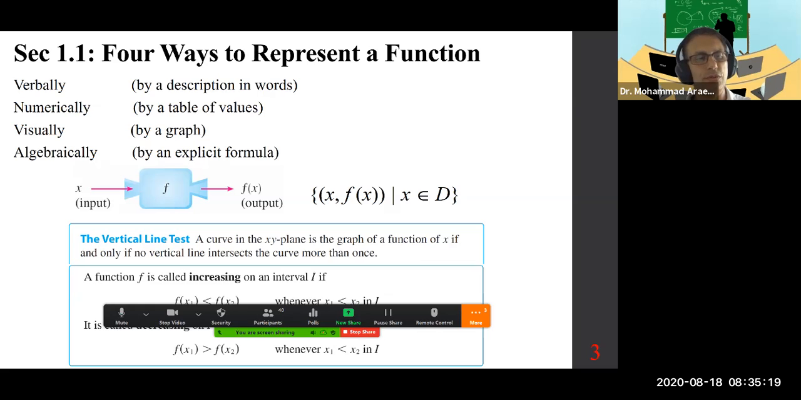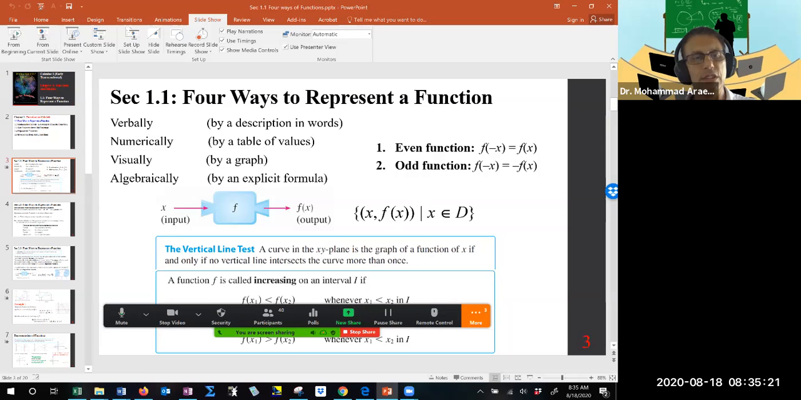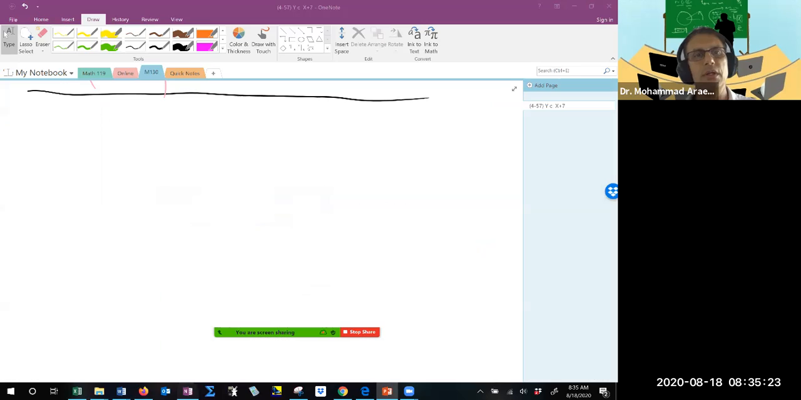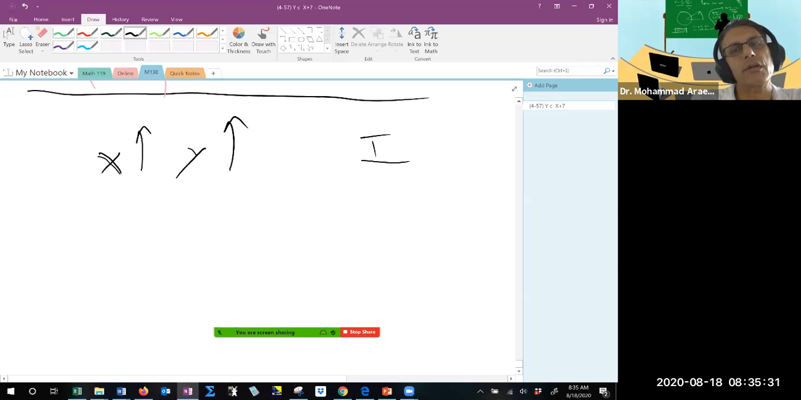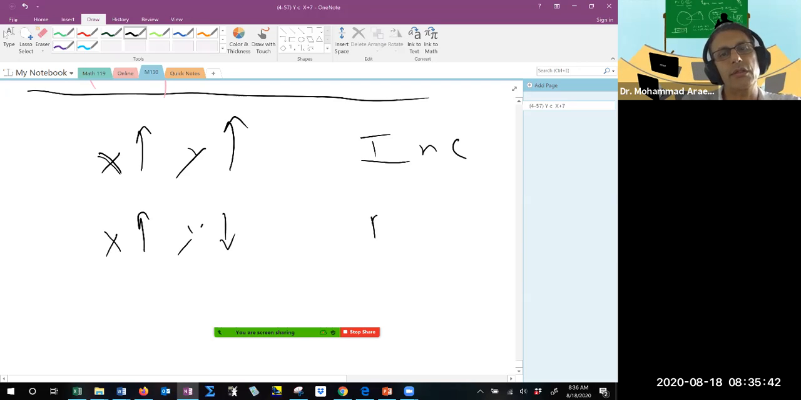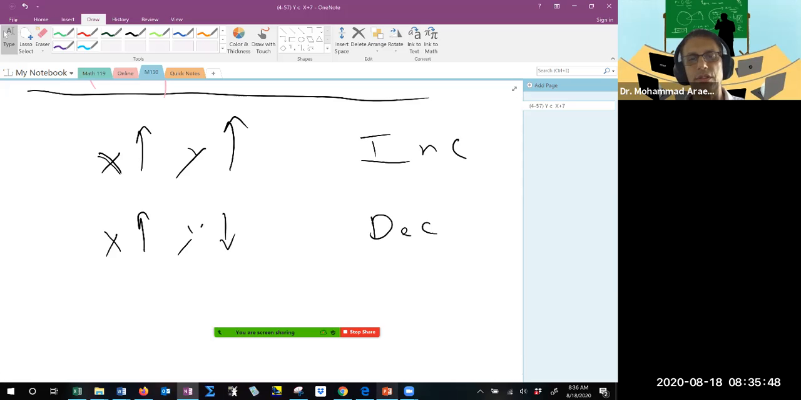increasing function. So I'm thinking the easiest way to look at this concept would be to look at when x increases, y increases. This is an increasing function. And when x increases, remember, as we go from left to right, x increases. And what happens to the y? If y decreases, then we say it's a decreasing function. So that's as far as the basic concept is concerned here.